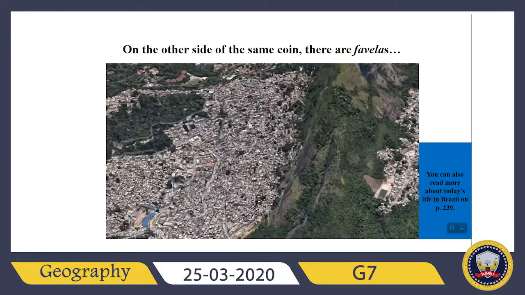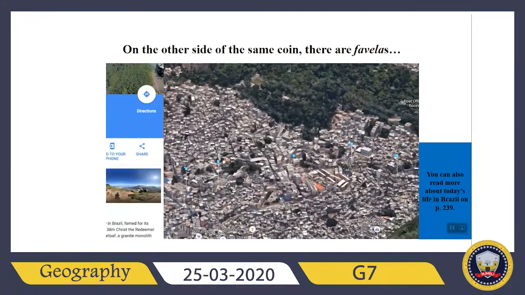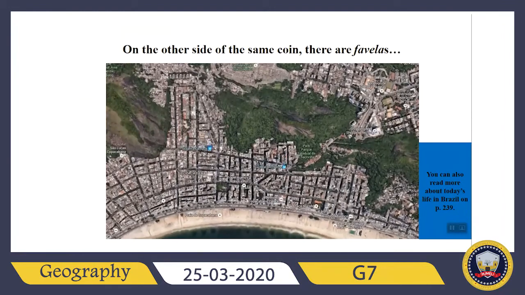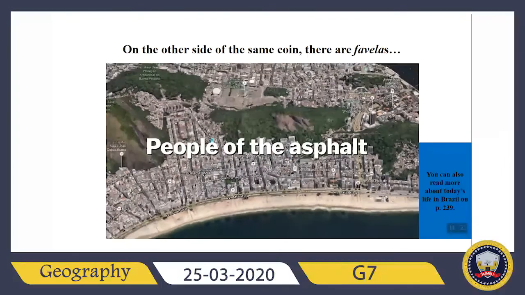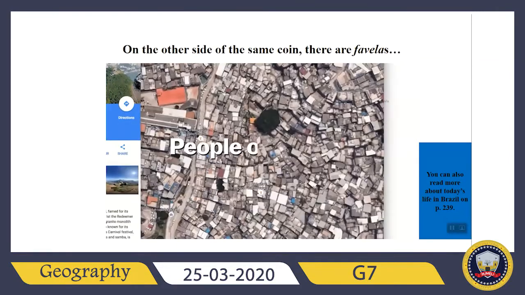But you'll notice parts of the city that don't look like the rest. See the difference? The people who live in these parts of the city with the clean lines and the well thought out design are called people of the asphalt. The people who live in these parts of the city are called people of the hill.